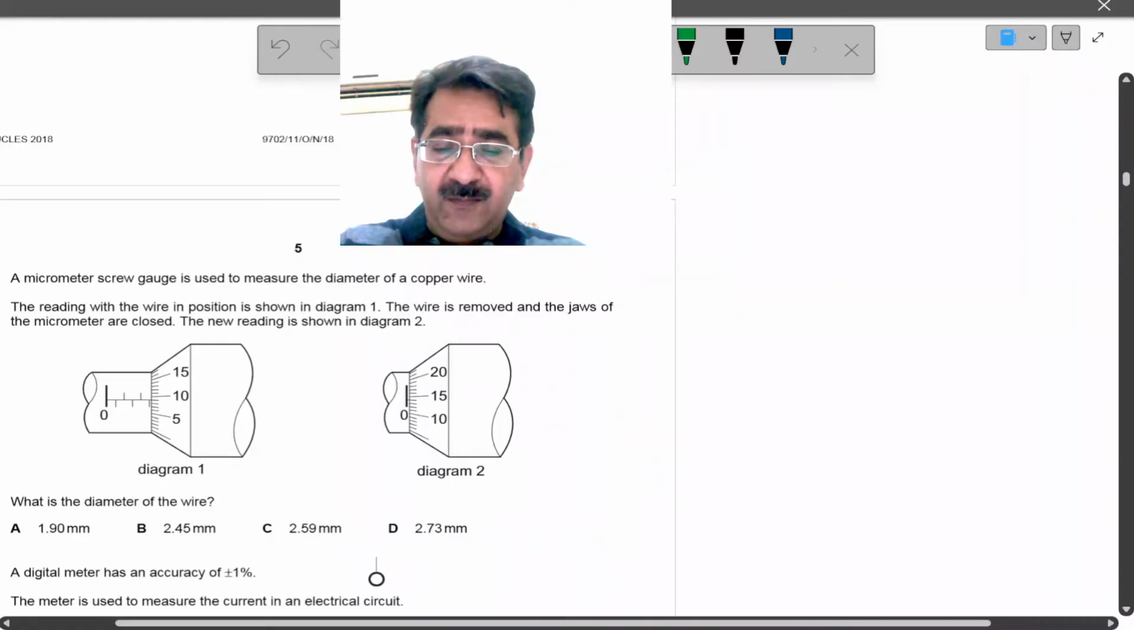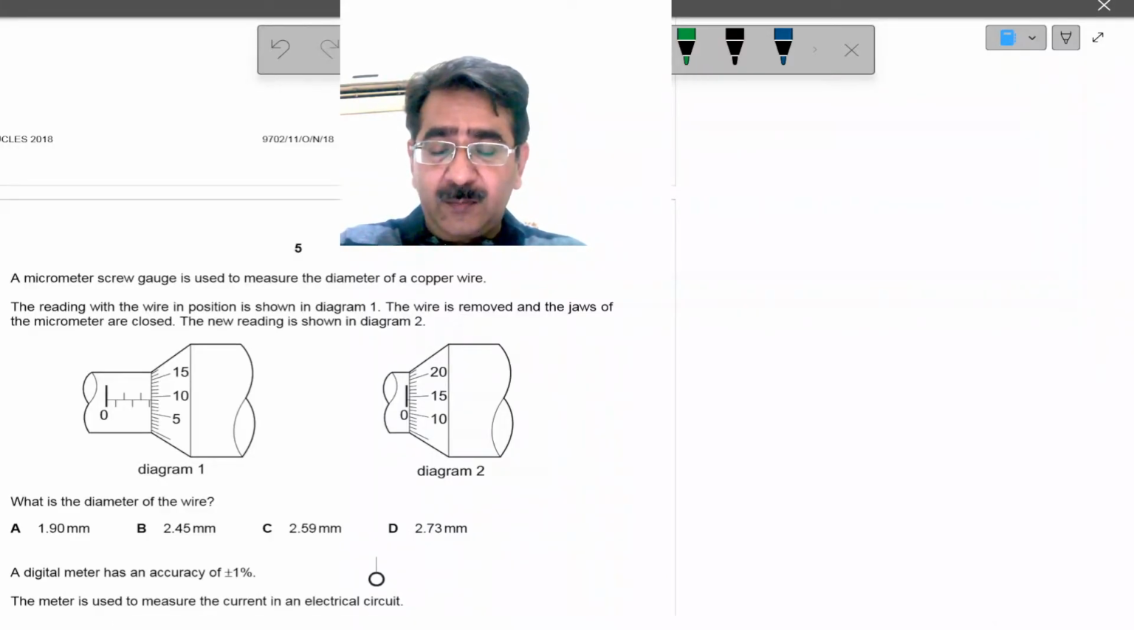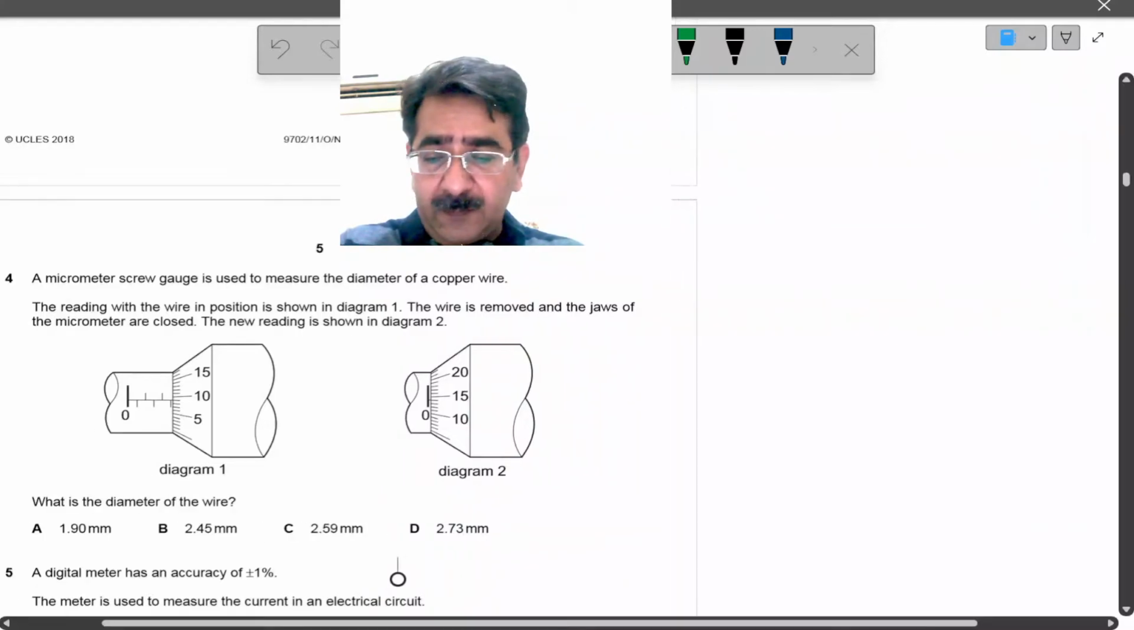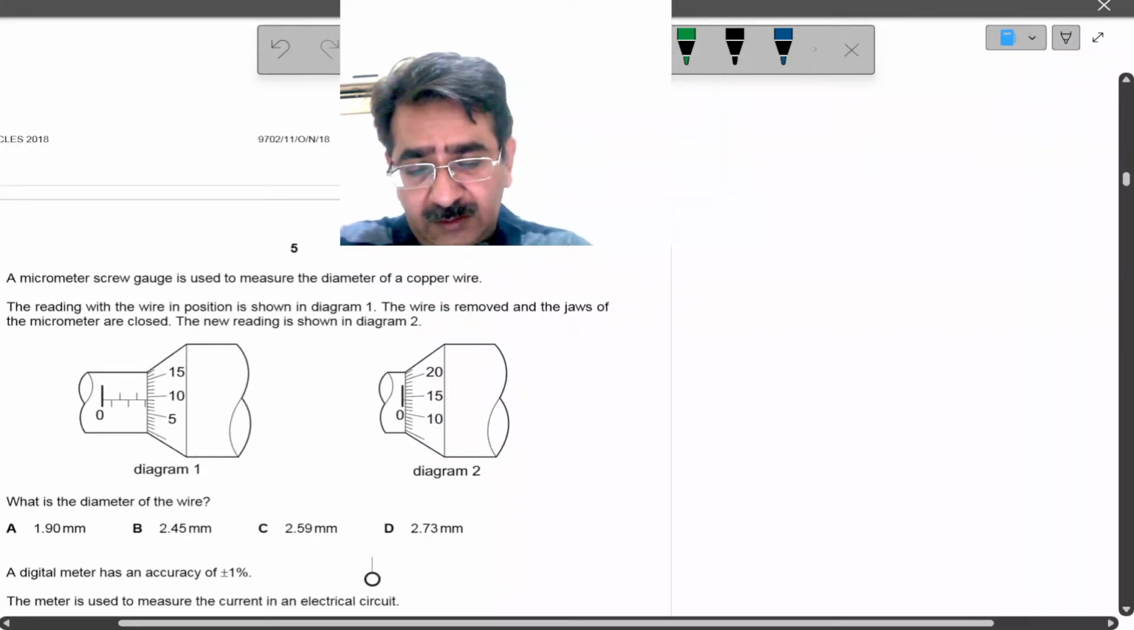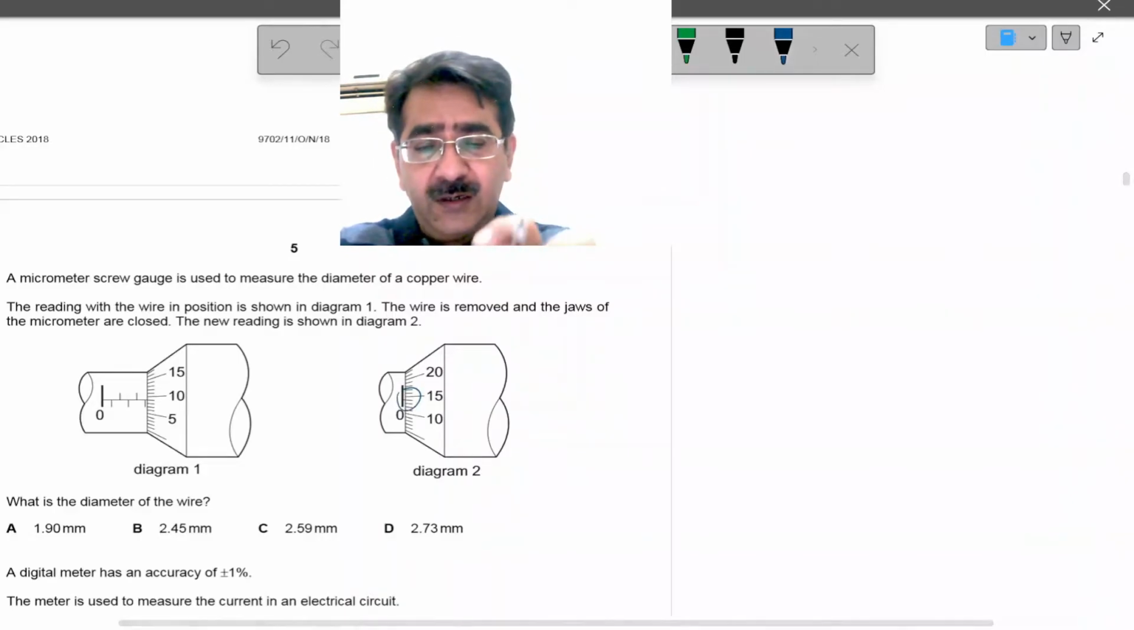If zero coincides with zero, then we don't need diagram 2, but here there is an error. Okay, this is the zero error.